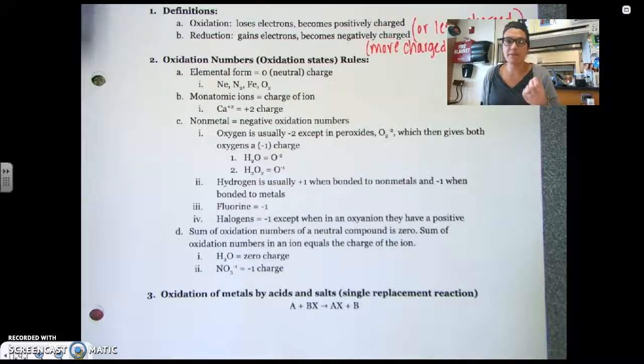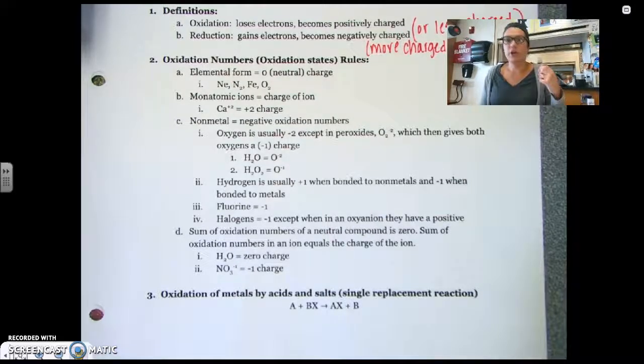Iron, a metal, is going to be a 0 charge in its natural state. And then oxygen is the same thing. It's a diatomic, so it'll be 0 because it's in its elemental form. Monatomic ions, meaning one ion that's present, are going to have the charge that that ion carries. So for example, calcium 2+ is going to have a +2 charge.